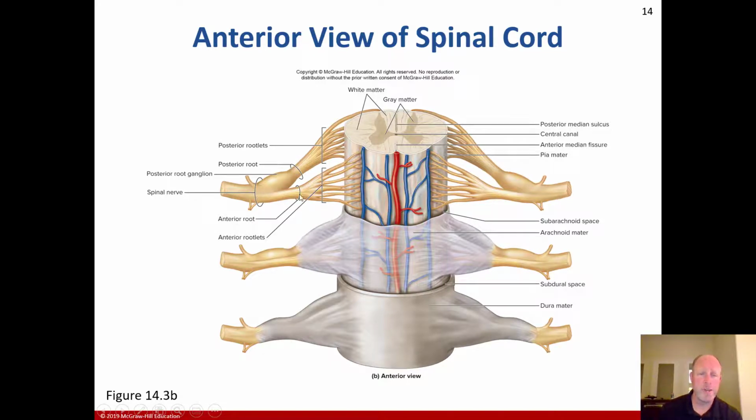That's where I should say the posterior root ganglion referring more to here, and the spinal nerve here, and the anterior root coming out here, the anterior versus posterior, and the anterior rootlets, right? And we have our subarachnoid space between here and arachnoid mater, the subdural space, which shows the different layers here, right? And the dura mater. So if we're going from most superficial to deep, we go dura mater, subdural space, the arachnoid mater, subarachnoid space from there.